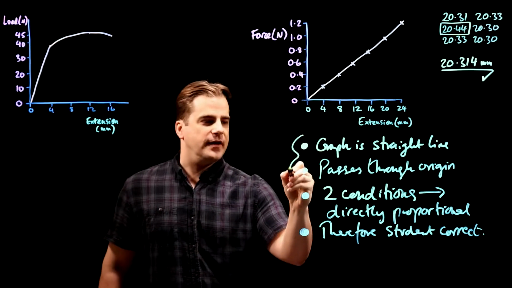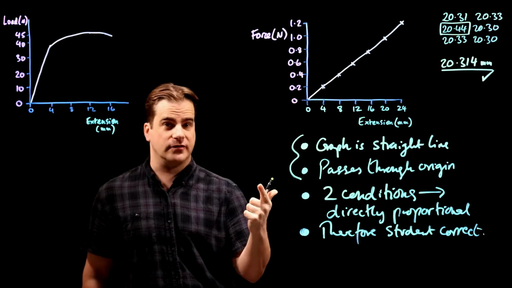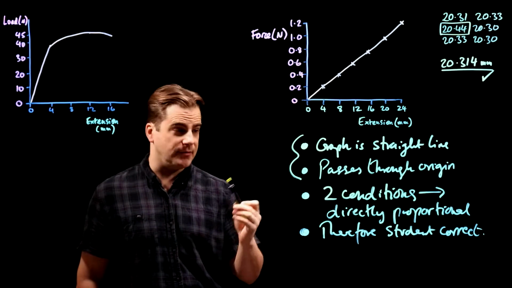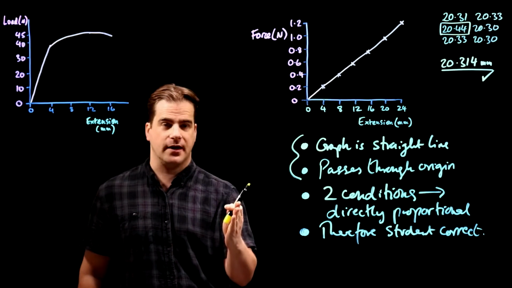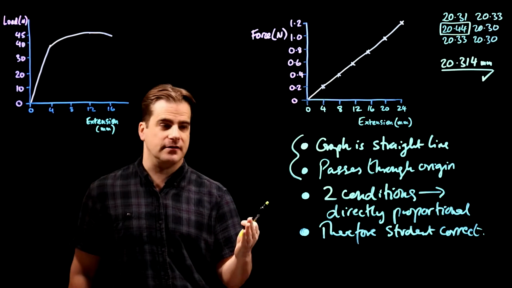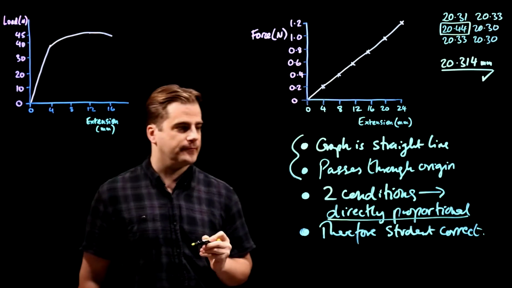So these two things here, when you have a straight line, okay, that passes through the origin, that means you have a directly proportional relationship. You need to know that, so remember that, okay? Those two conditions are necessary and sufficient for direct proportionality, okay?